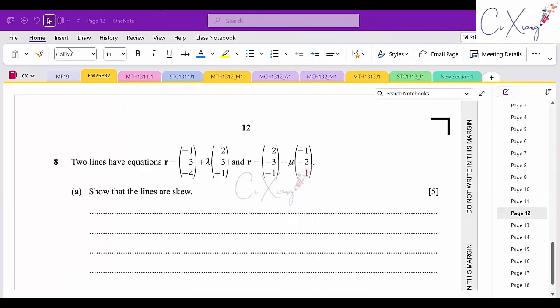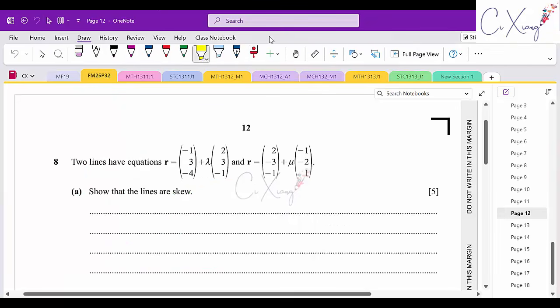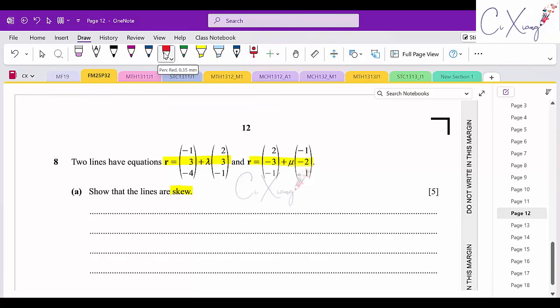Okay, so we are now at question number 8. So there are 2 lines where the vector equations are shown here. All right, so they want us to show that the lines are skewed. Okay, so what is the process that we need to go through? So basically, first of all, before we can show that they are skewed, we need to show that the lines are not parallel. Okay, so what we should do is try to figure out the direction of the line first. So maybe for this one, I will call it the direction of the first line. I label it as P. Then this one is the direction of the line for the second line. So this is Q.